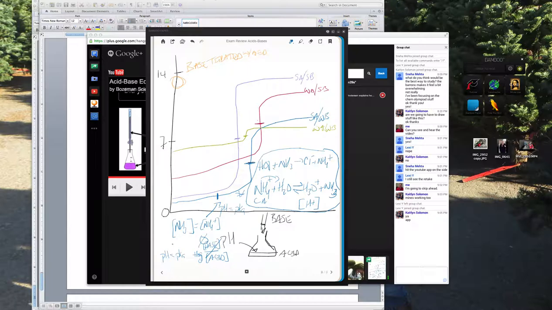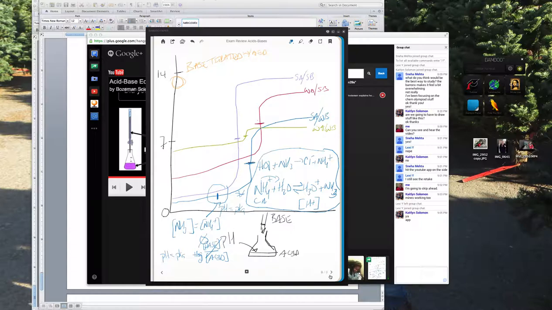And this ties in again to buffers, because you have a buffer region. In the middle of the buffer region, the pH is equal to the pKa, because the concentrations of the weak base and its conjugate acid are equal, or the concentrations of the weak acid and its conjugate base are equal. So then they could easily, being the clever people that they are, say, draw a particulate diagram of this right here.